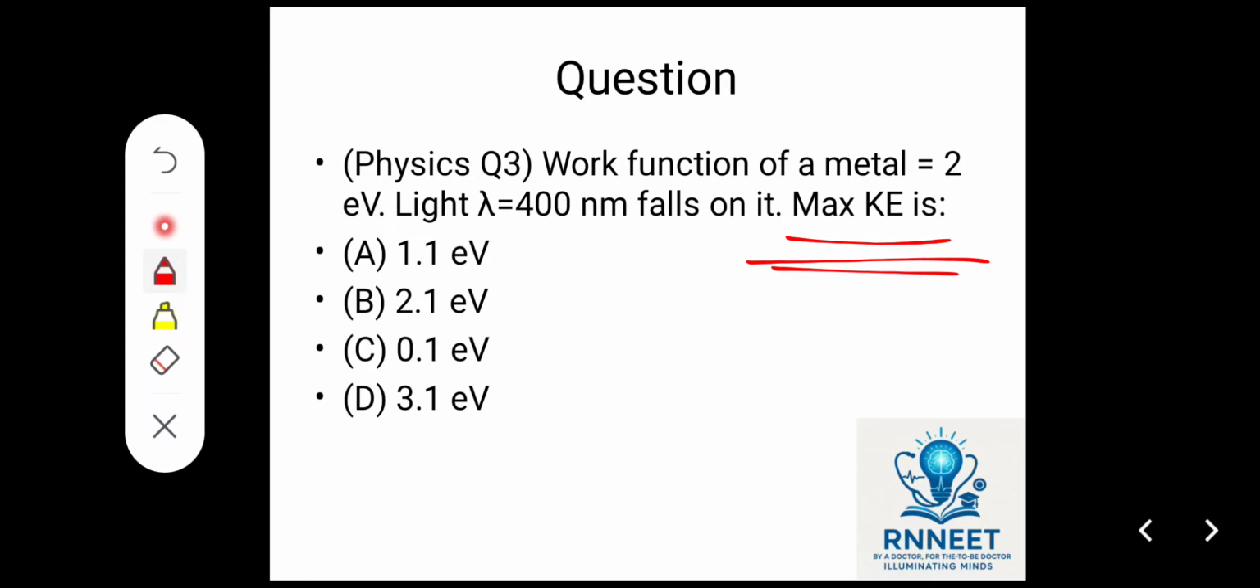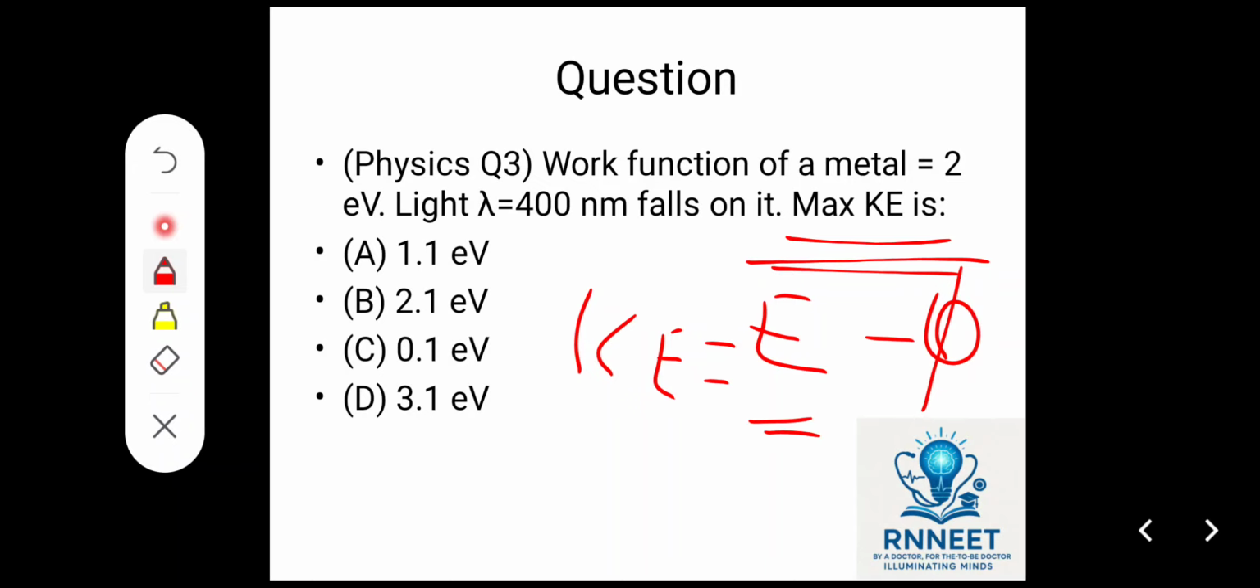How many of you remember this formula? KE is equal to E minus your phi, which is your work function. So the maximum kinetic energy is defined as the total energy minus the phi. What is the total energy? Has he given you the total energy here? You see that everything is put in electron volts. E is given by what equation? E is equal to what? You know it is equal to hc by lambda, right?